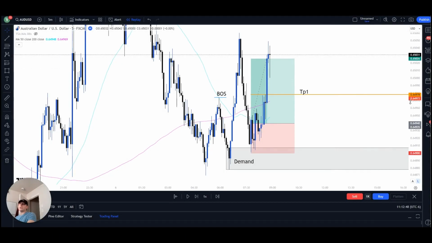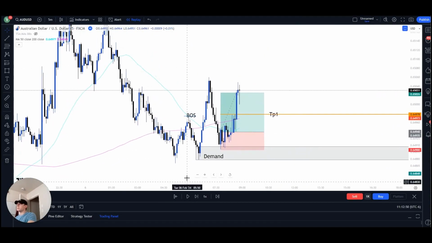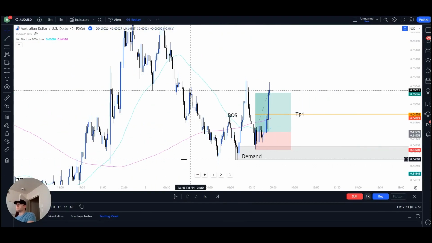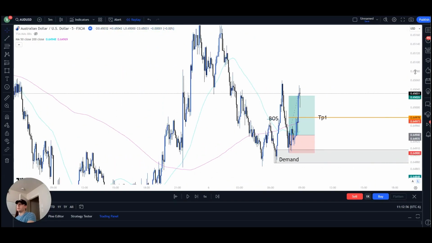I'd love to know. But yeah, let's go ahead and get into the chart so I can show you guys why I took this trade and give you my full analysis. All right, y'all. So we are on the charts now, going over this AU trade. AUD USD on the 5-minute time frame.